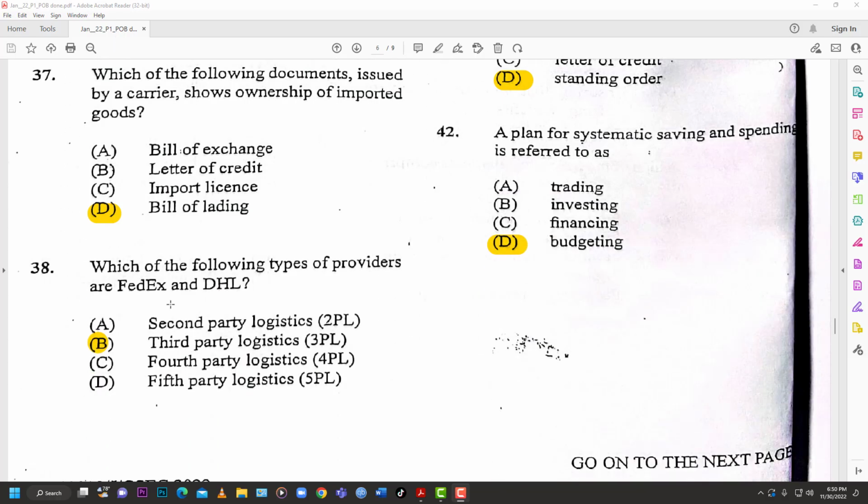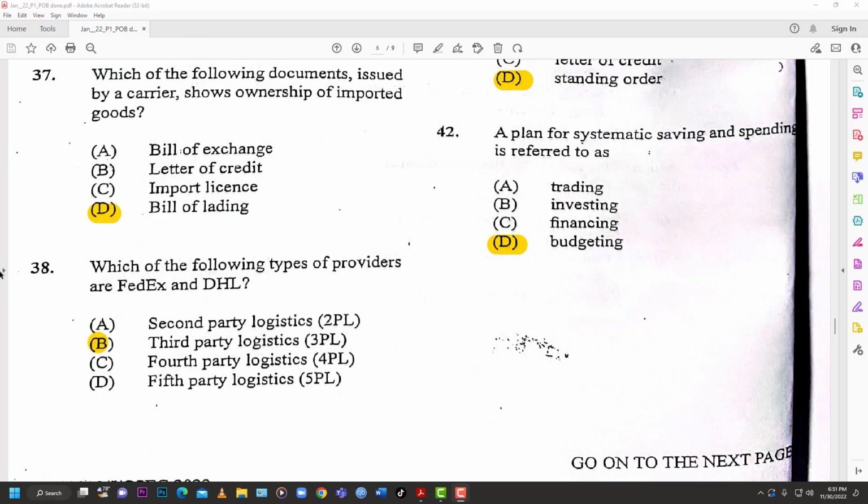37. Which of the following documents issued by a carrier shows ownership of imported goods? Ownership of imported goods. So imported, meaning coming by ship, the best thing would be D, the bill of lading, right? The bill of lading.